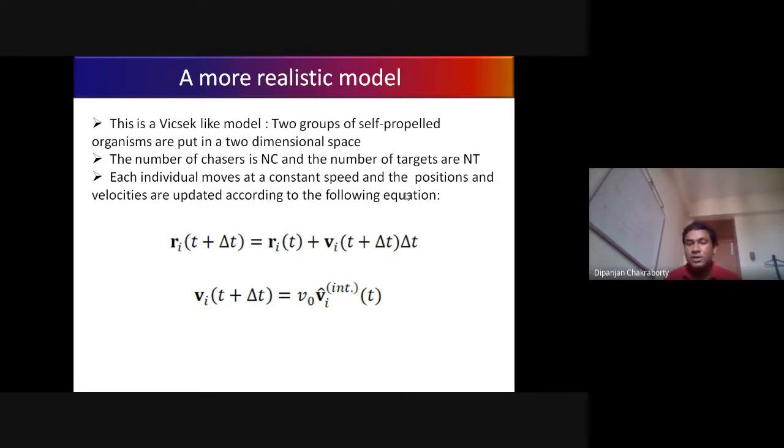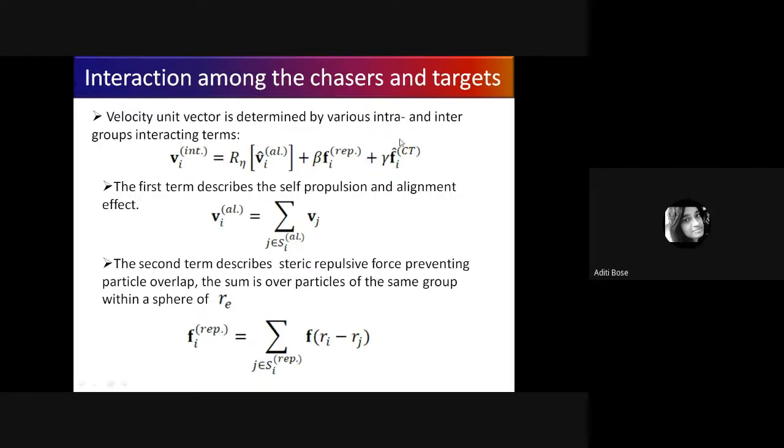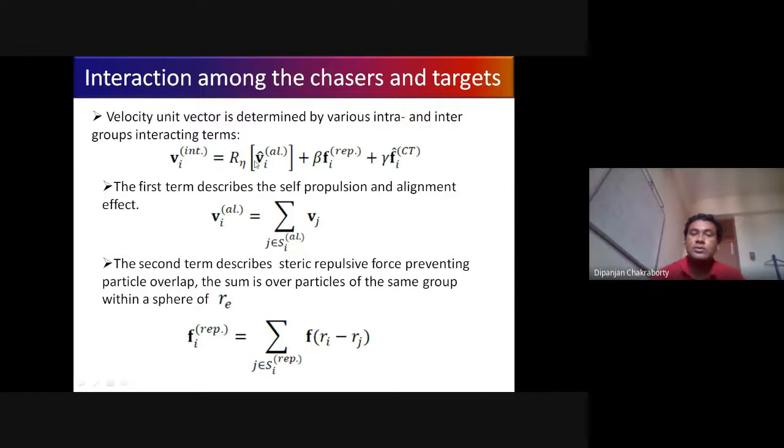However, there would be a fluctuation, right? So the position updating will be like this, and the velocity will update using this kind of update rule, where this velocity unit vector can be described as a sum of these terms.